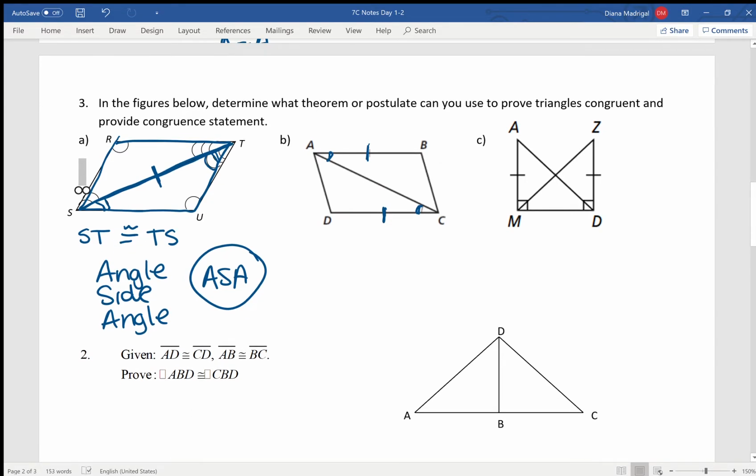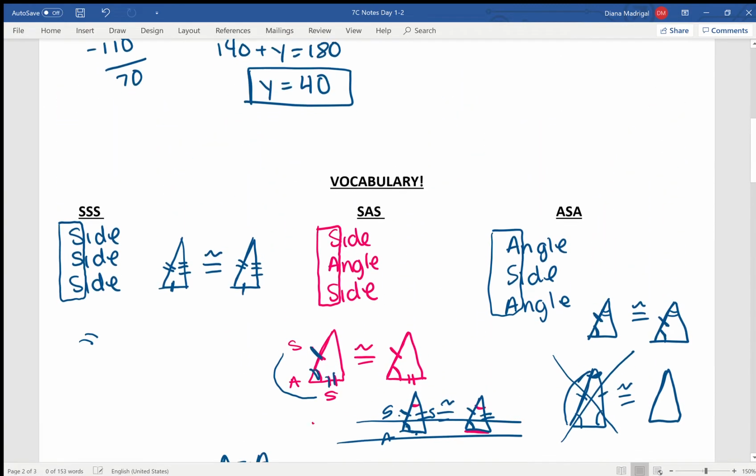All right, once you try B, you should have noticed that the line AC is the same thing as CA. So that means that it's called reflexive property. That means that this is the other side that's congruent. This is the second side. So this one should have been side, angle, side. That should have been your answer.